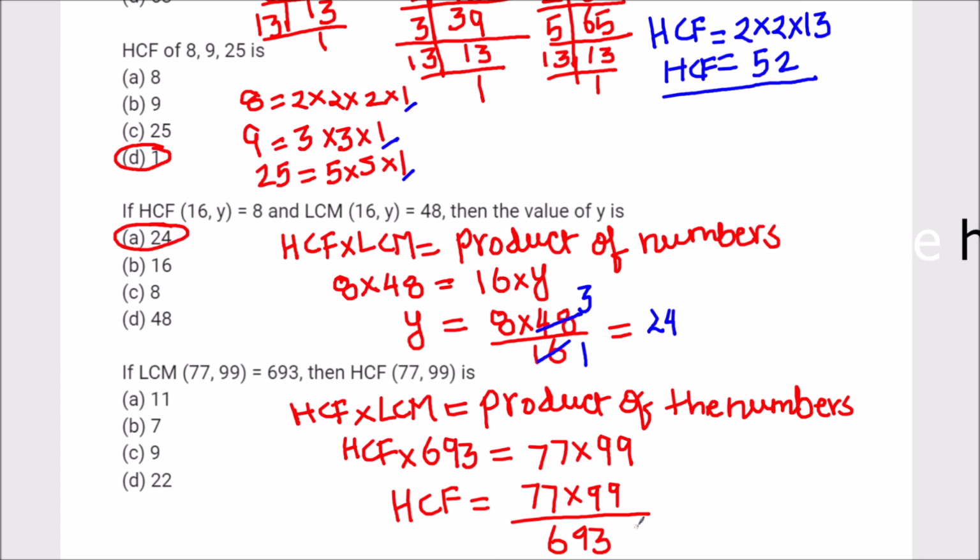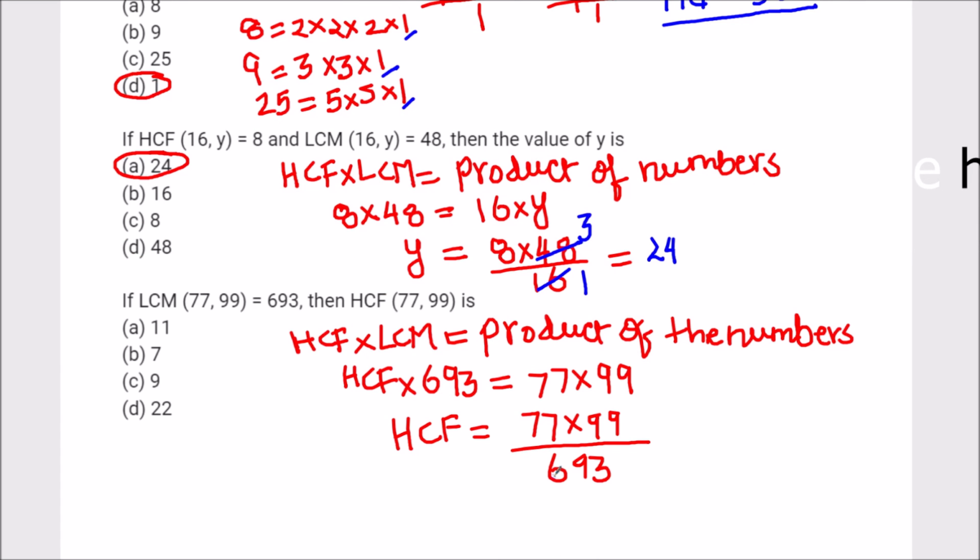Let's cancel out these terms. So we will use 11 to divide the two numbers. 11 times 9 is 99. 11 times 6 is 66. 3 is remainder. This becomes 33. 11 times 3 is 33. Now 9 times 1 is 9. 9 times 7 is 63. And 7 times 1 is 7. 7 times 11 is 77. So the HCF is 11. So option A is the correct answer for this question.